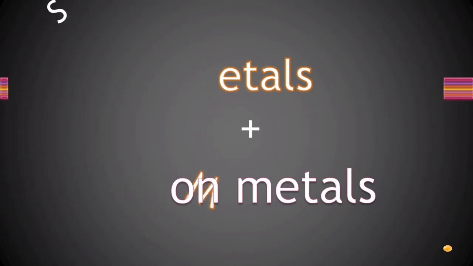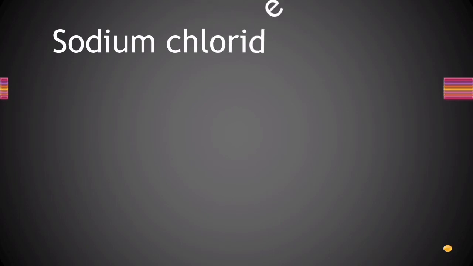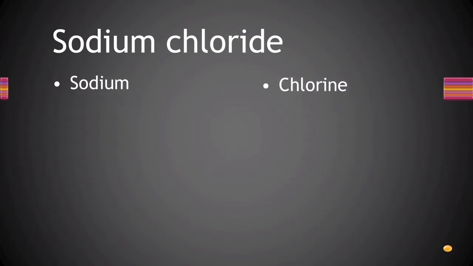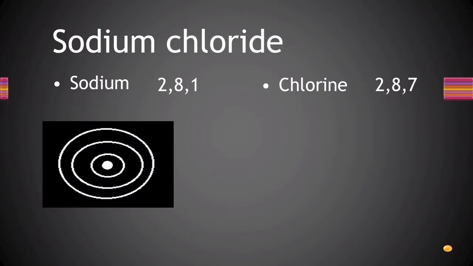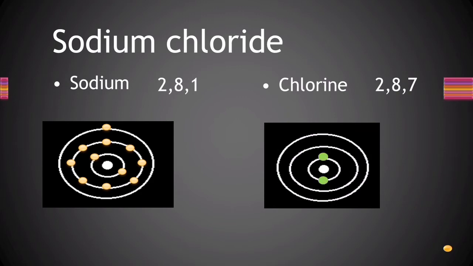In order to understand this reaction, we are going to take an example of sodium chloride. The elements present in sodium chloride are sodium, which is a metal, and chlorine, which is a non-metal. The electronic configuration of sodium is 2,8,1 and that of chlorine is 2,8,7. This means in sodium, there are 2 electrons in K shell, 8 electrons in L shell and 1 electron in the valence shell, that is M shell. And in chlorine, again there are 2 electrons in K shell, 8 in the L shell and 7 valence electrons in the M shell.